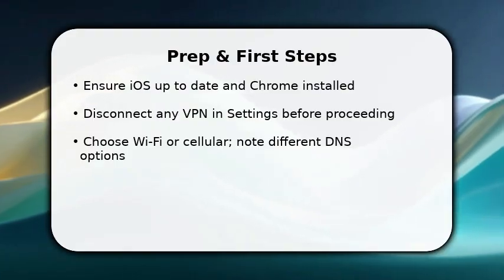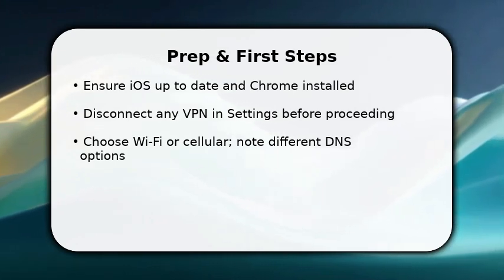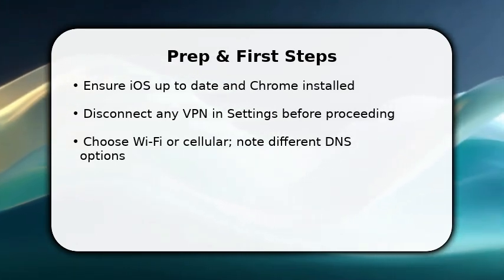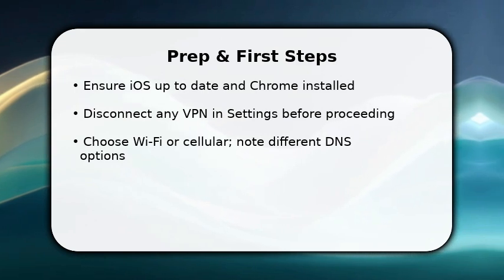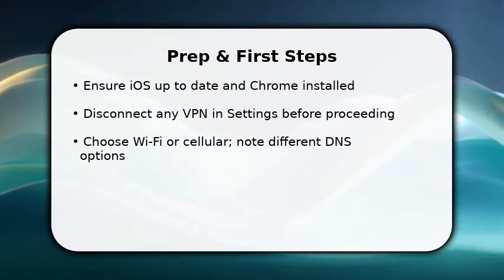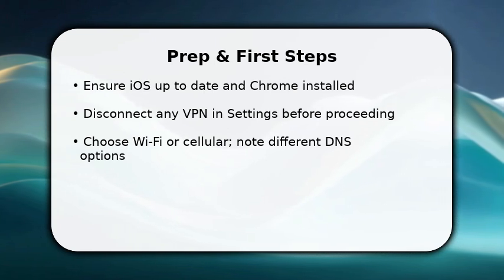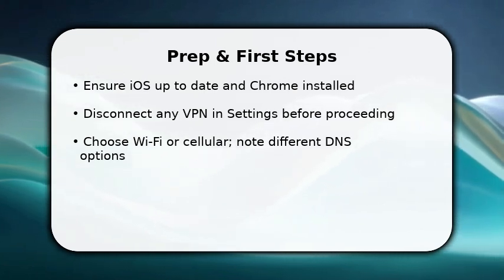You start by preparing the phone. Make sure iOS and Chrome are updated, then turn off any VPN in settings so traffic goes direct. Once done, pick the network you'll use, Wi-Fi or cellular, because DNS changes are per network.